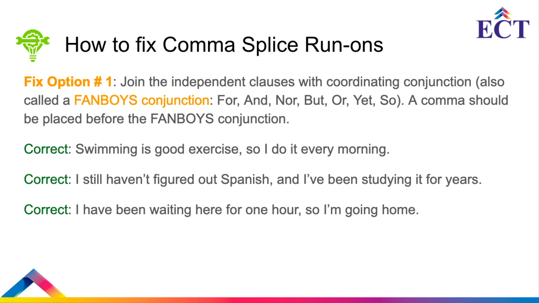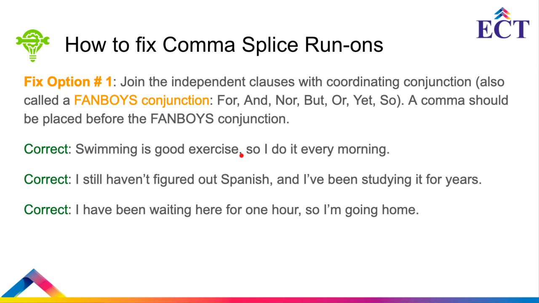So when you have to fix comma splice run-ons, remember one thing: whenever you have to combine two independent clauses, use a coordinating conjunction: for, and, nor, but, or, yet, so. Whichever fits, you can use. They are also called FANBOYS conjunctions. A comma should be placed before the FANBOYS conjunctions. When you combine two independent sentences with FANBOYS, you put a comma here. That comma is needed. Okay?